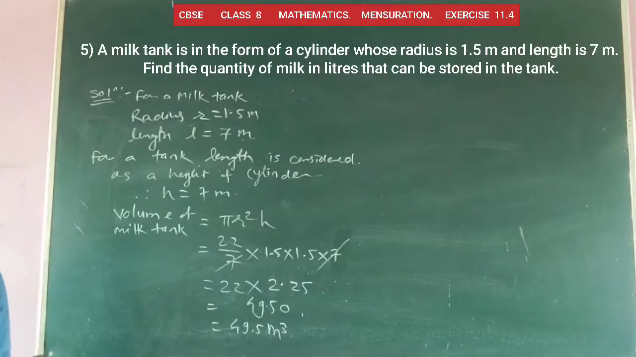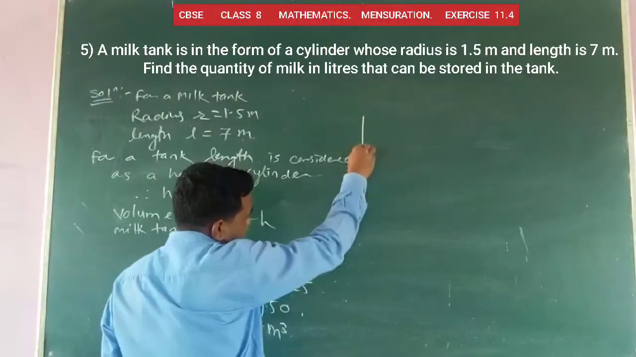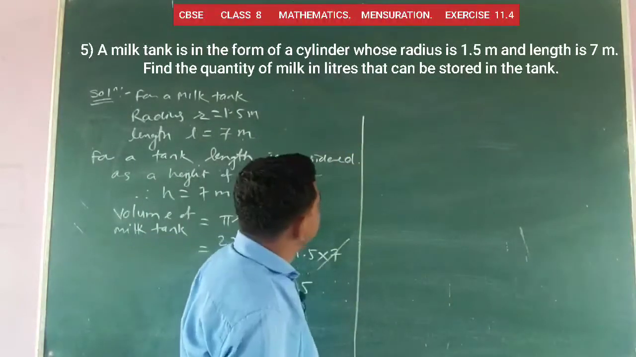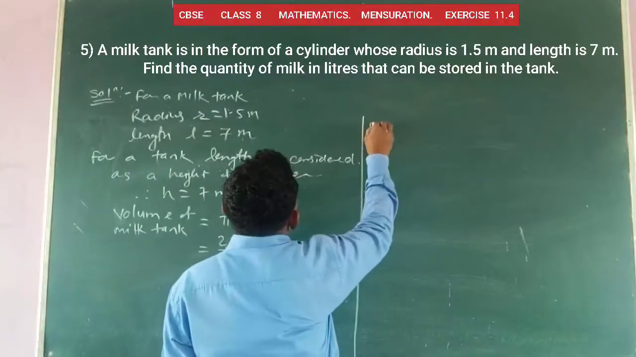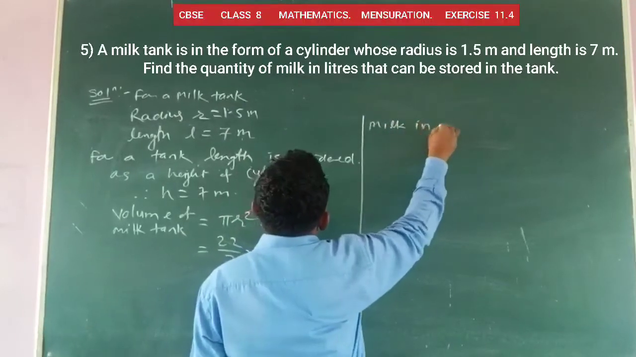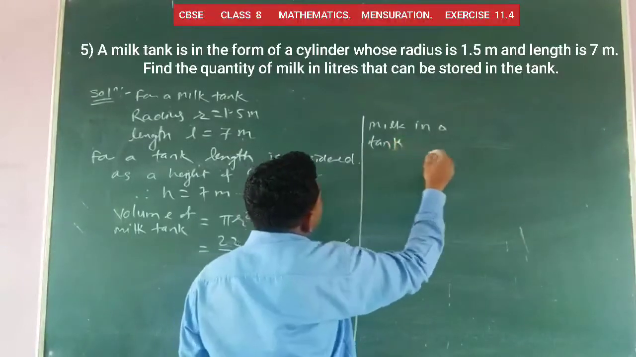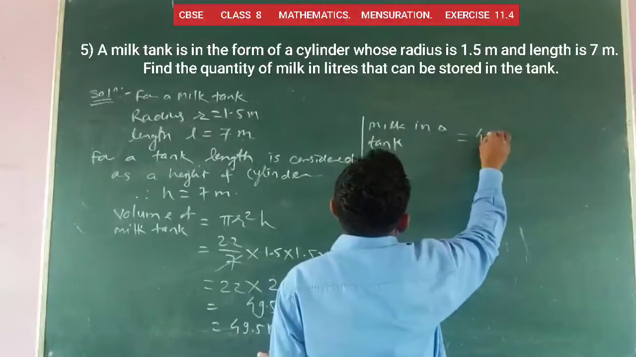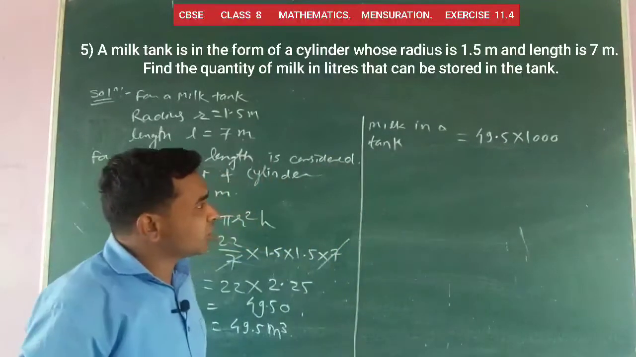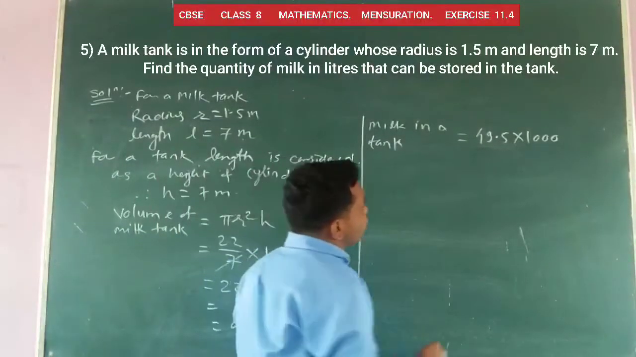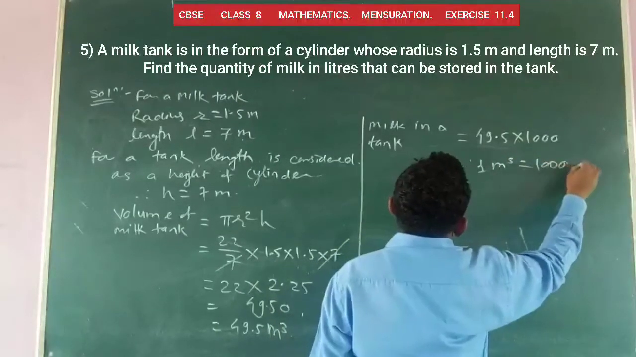have to find out the total milk in liters, because milk is a liquid form. So to find out the liters, for milk in a cylindrical tank or simply in a tank, to convert to liters, just multiply 49.5 by 1000, because 1 meter cube is equal to 1000 liters.